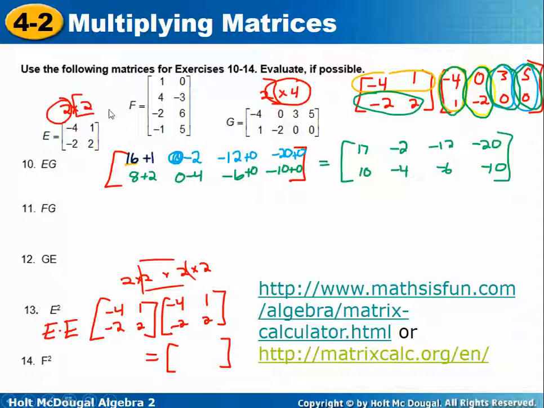Now FG is going to be even more complicated because in FG you've got a 4 by 2 times a 2 by 4. You're going to end up with a 4 by 4 matrix. So you can try it by hand, or you can use the matrix calculator right away on such a big one if you want.